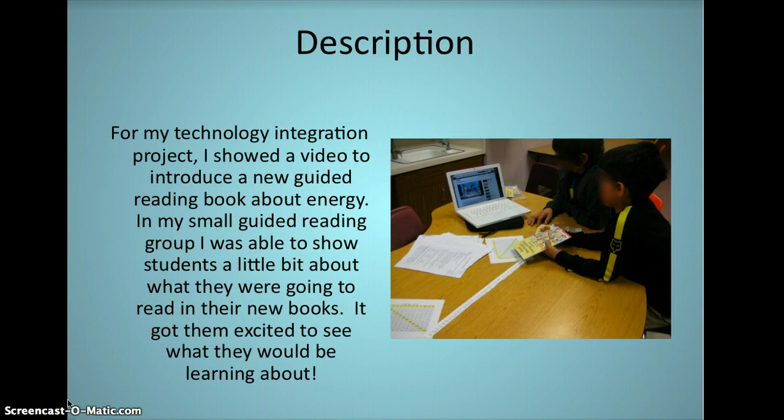For this project, I showed a video clip to my 2 students in my guided reading group about energy. It was a Magic School Bus video where the students in Miss Frickle's class were talking about colors and light and how the light reflects off the colors and it shows different colors. This was a great introductory video that I only planned on showing for about 30 seconds and ended up watching a little bit more because my students were so excited to watch the video and to see what they were going to be learning about in their new book.